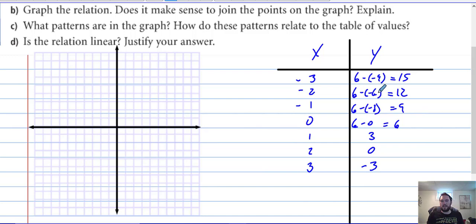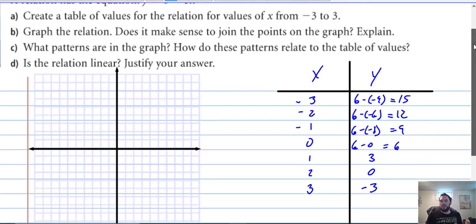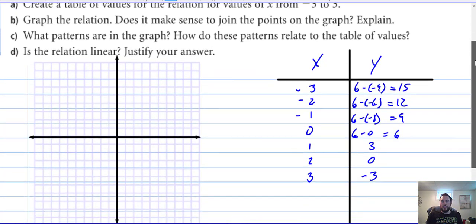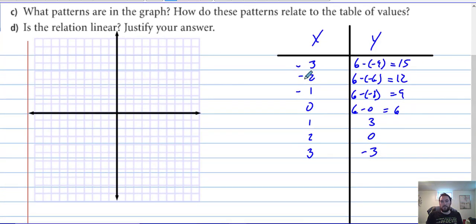All right, part B asks us then to graph this. So it is useful to make ourselves a linear relation, a table of values, when we're trying to graph these things, because now it's simply a matter of throwing these coordinates, these pairs of points, on my graph. So let's do that.